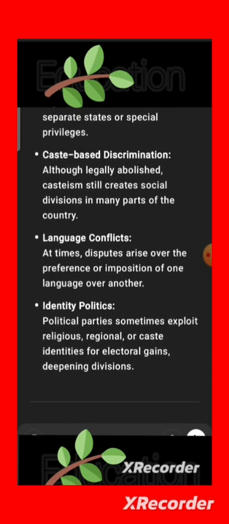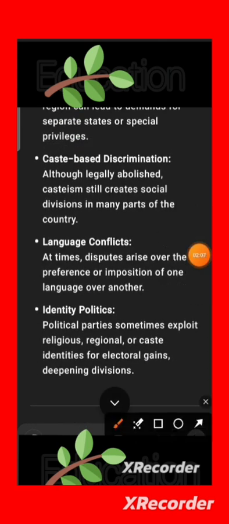Language conflicts. At times, disputes arise over the preference or imposition of one language over another. Identity politics. Political parties sometimes exploit religious, regional or caste identities for electoral gains, deepening divisions.